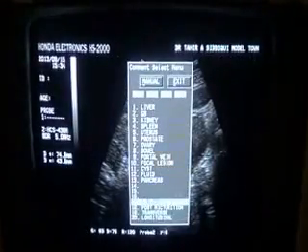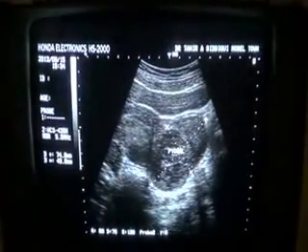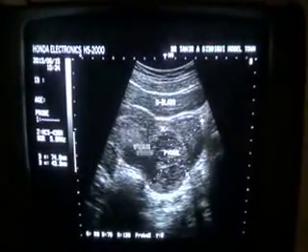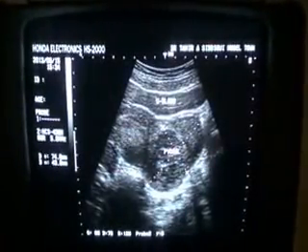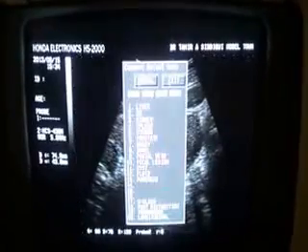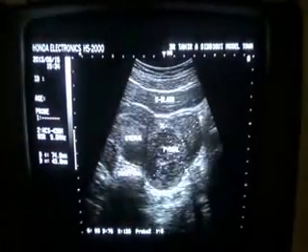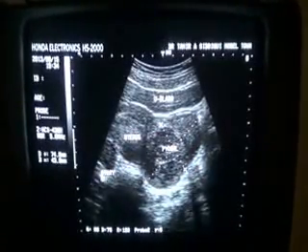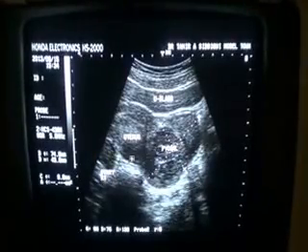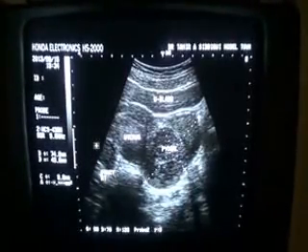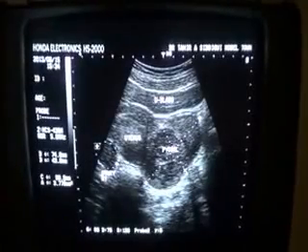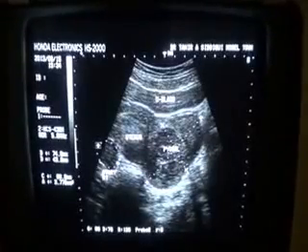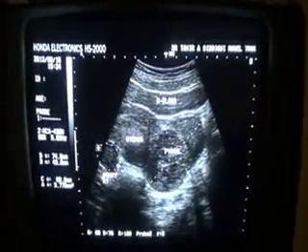This is the urinary bladder. This is the uterus. This area is the uterus in transverse section. And this is the right ovary. This is the ovary. Right. So this is a case of left pyosalpinx.